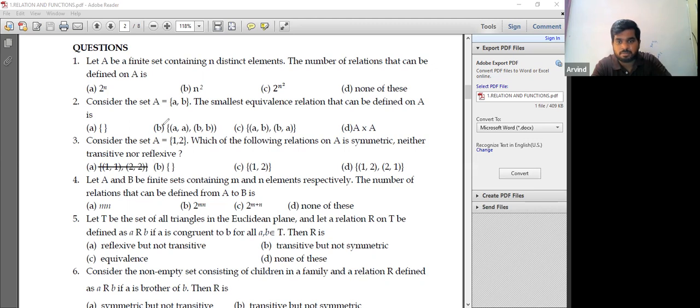Because they have said it should not be reflexive, and it should be symmetric. Look at option C: 1, 2 is there but 2, 1 is not, so it is not symmetric. So the null set, again, you can't. So the correct option is the one with 1, 2 and 2, 1. So this is the correct option. Is this clear? The question is it should be symmetric, but not transitive and not reflexive. Okay.